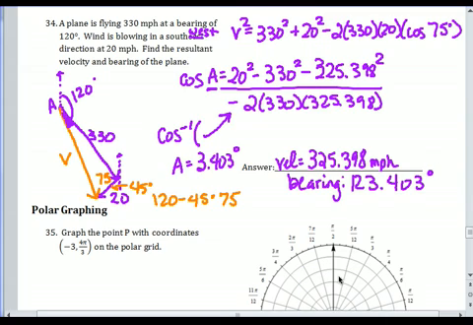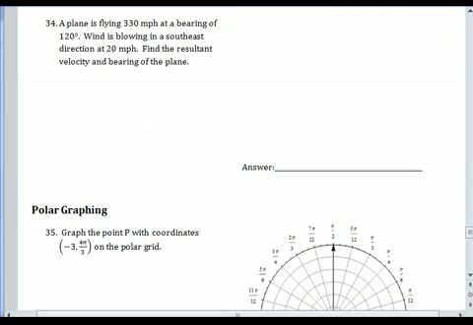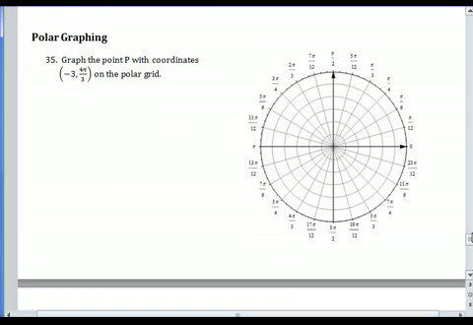All right, final section, polar graphing. Question 35 simply asks us to graph a polar point on the grid, -3, 4 pi over 3. I always like to do that second coordinate first and locate the angle. So I'm going to go around the unit circle here to, here's 4 pi over 3. So this is the angle that I'm looking at.